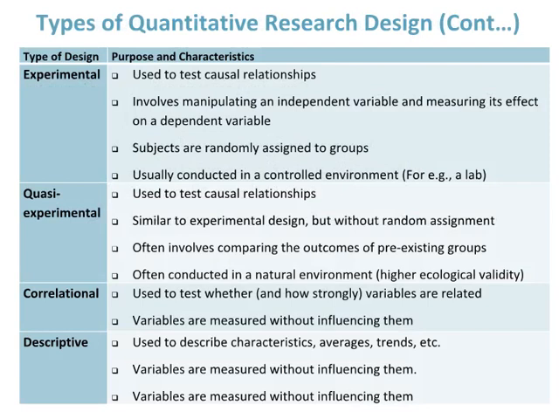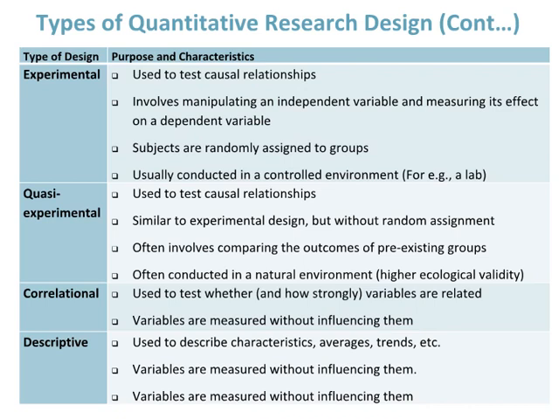Experimental research design is used to test causal relationships, and involves manipulating an independent variable and measuring its effect on a dependent variable. Subjects are randomly assigned to groups and it is usually conducted in a controlled environment, for example a lab. Quasi-experimental research design is used to test causal relationships, similar to experimental design, but without random assignment. It often involves comparing the outcomes of pre-existing groups, and is often conducted in a natural environment, with higher ecological validity.